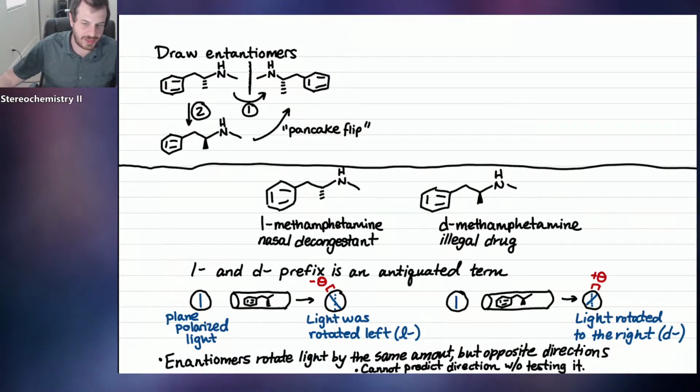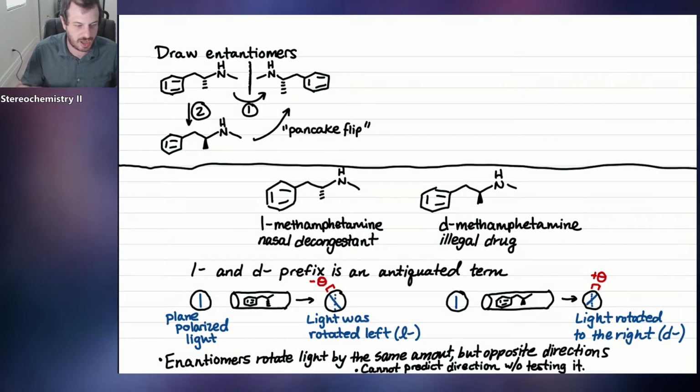Okay, so that's an interesting fact about enantiomers. Now, because we cannot predict which way a molecule will rotate light, to the left or to the right, it was decided that L and D is too inconsistent of a prefix term. We need a better way of naming enantiomers than L and D because we don't want to have to do an experiment every single time we want to name a chiral molecule.